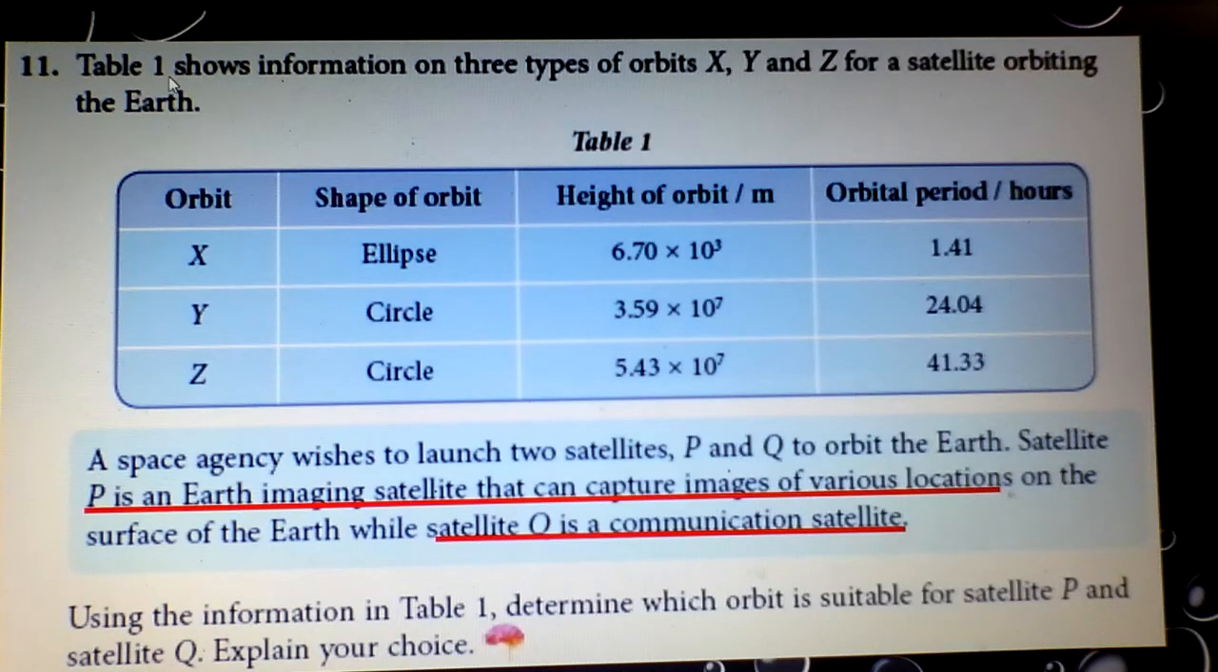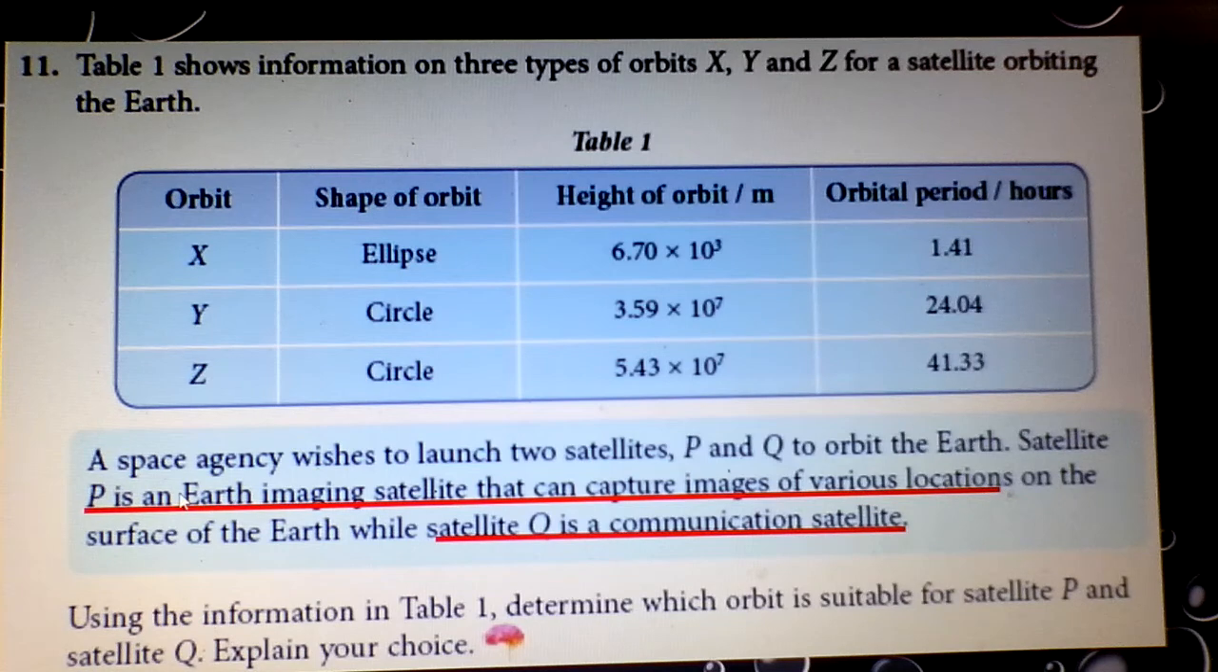Number 11. Table 1 shows information on 3 types of orbits X, Y, Z for satellites orbiting the Earth. You see here we have X, Y, Z. The shape of the orbit, height of the orbit and orbital periods are given. A space agency wishes to launch 2 satellites P and Q to orbit the Earth. Satellite P is an Earth imaging satellite that can capture images of various locations on the surface of the Earth, while satellite Q is a communication satellite.